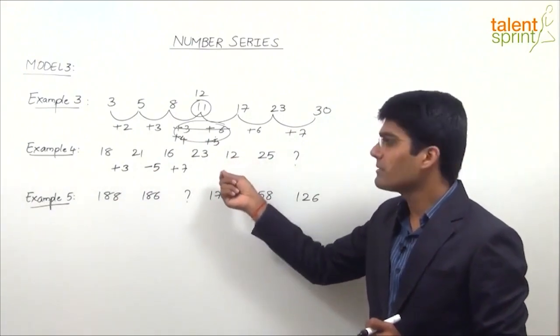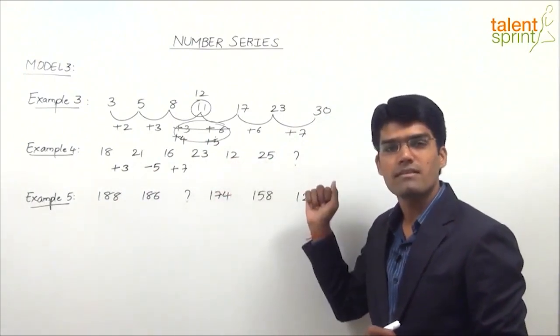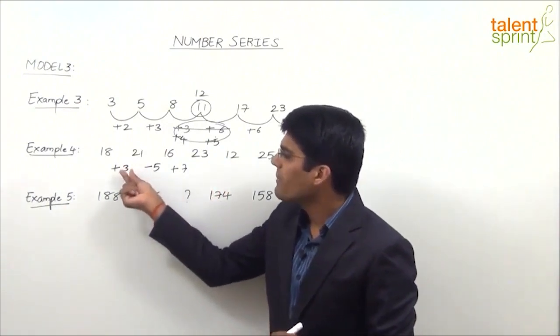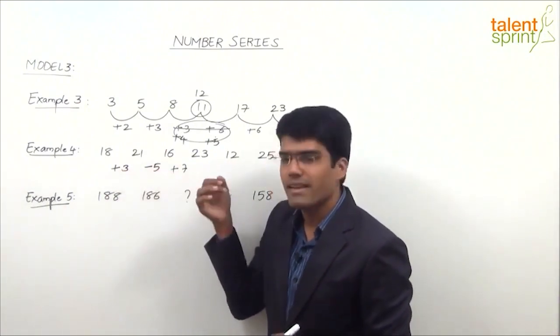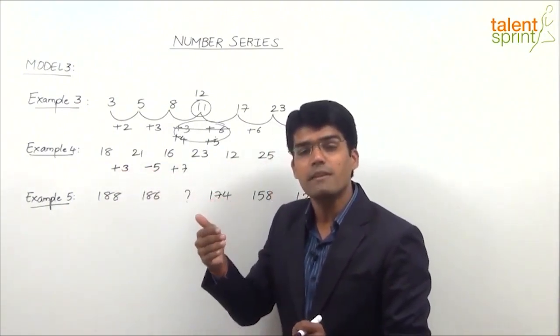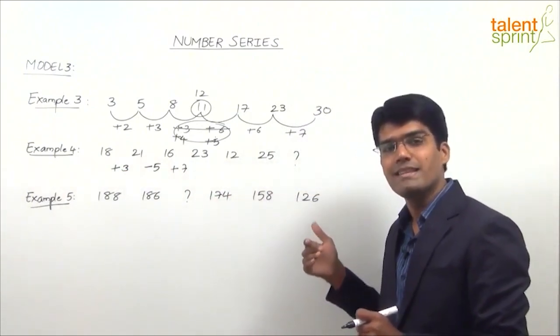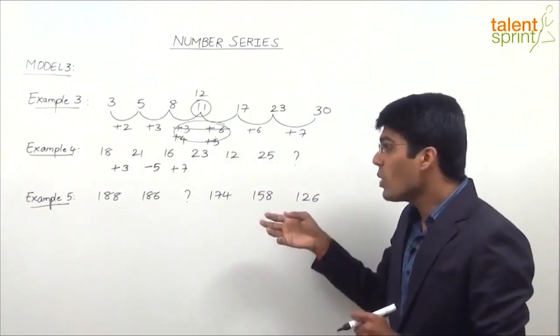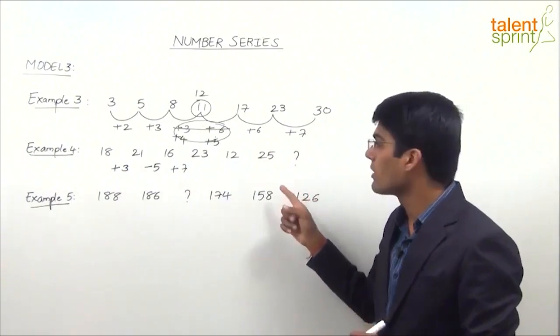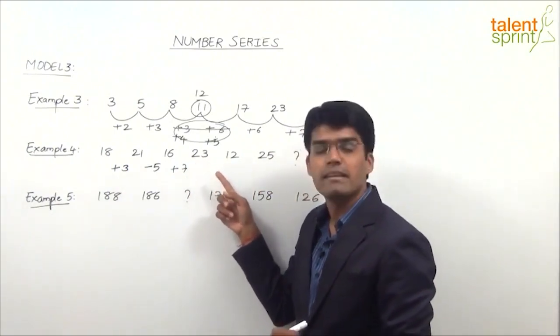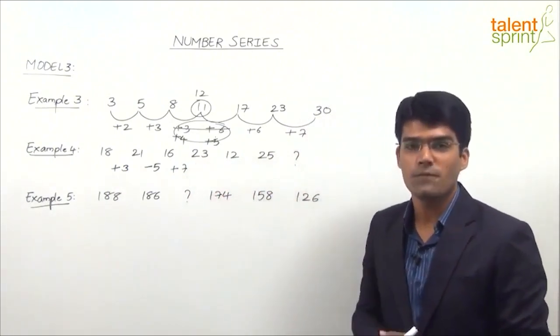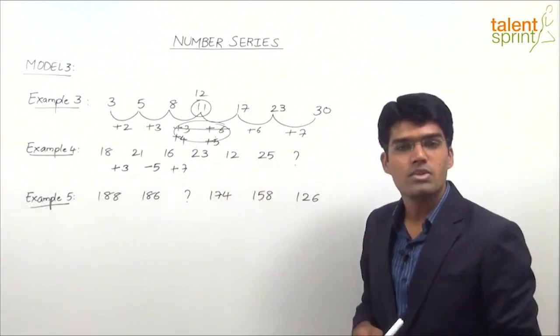That means 23 minus something should give us 12. Now if we try to look at the magnitude here, 3, 5, 7, we feel that it may be 3, 5, 7. The next one has to be 9, 11 and so on. So let's go ahead with 9 and check if it is balanced or not. 23 minus 9. 23 minus 9 is 14. But the given number here is 12.